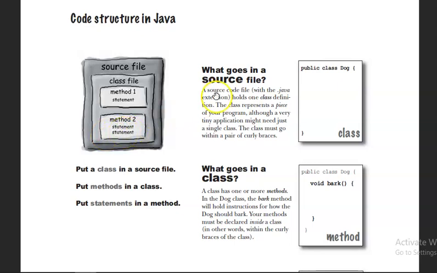So first of all, what goes in a source file? A source code file with the .java extension holds one class definition. The class represents a piece of your program, although a very tiny application might need just a single class. The class must go within a pair of curly braces. So when you write your class in Java, you will write this public, which is an access modifier. Just don't worry about it right now. We declare a class with the keyword class, and then we start our class name with a capital letter. Here in this example, it's Dog.